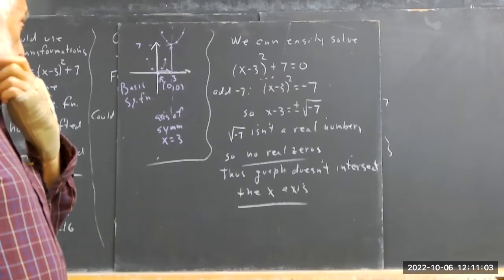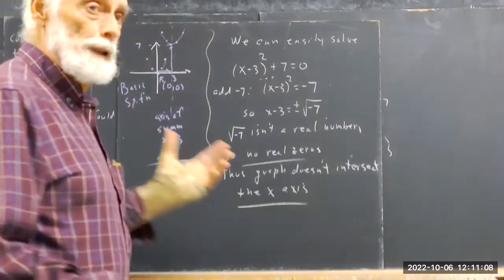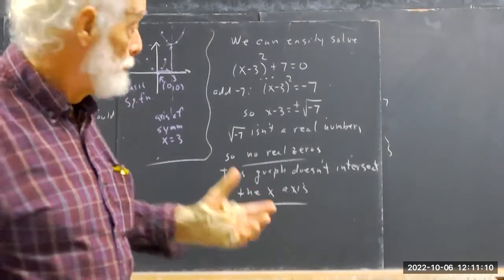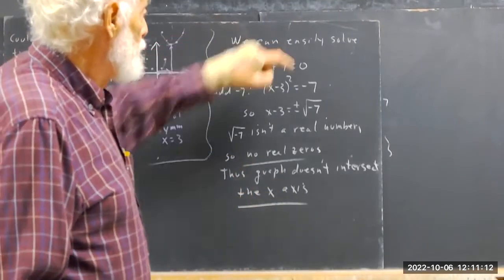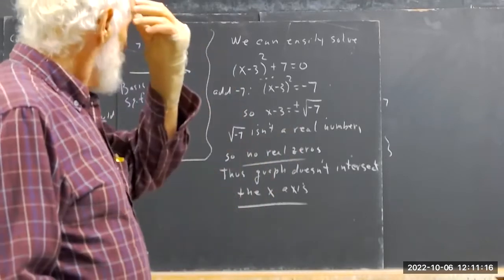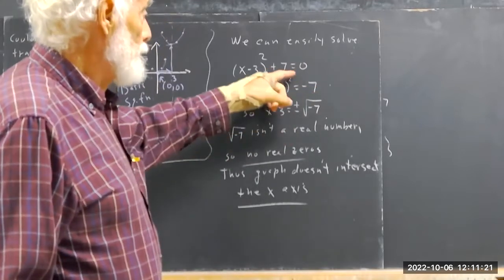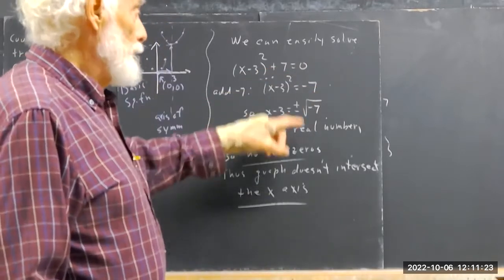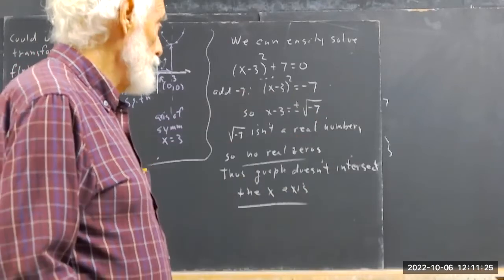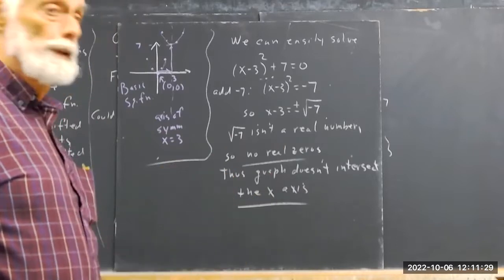Okay, now, we then said it's taken off of this. That's a process. That solves the problem of graphing. We can easily solve this equation. It's much easier than using the quadratic formula, because all we have to do is add -7 to both sides. We get (x minus 3) squared equals -7. X minus 3 equals plus or minus the square root of -7. The square root of -7 is not a real number, so there are no real zeros.